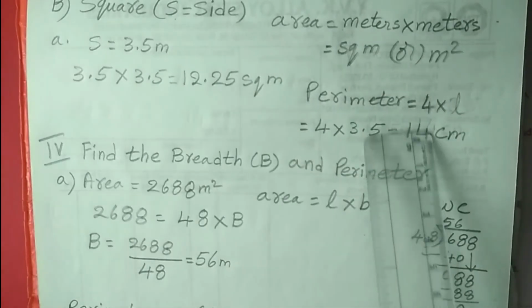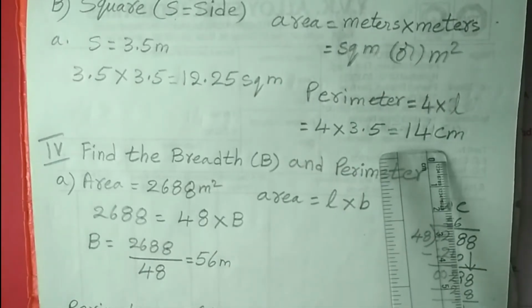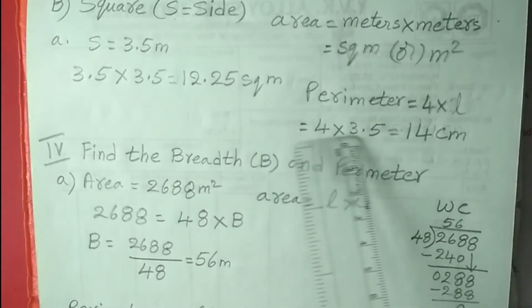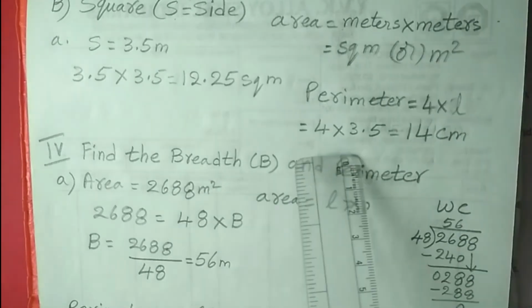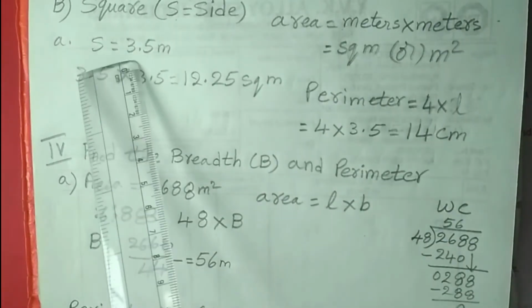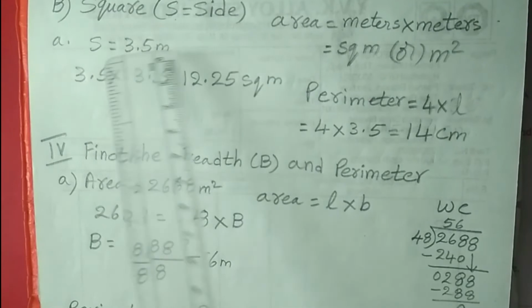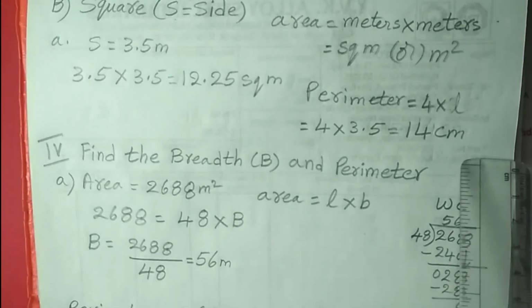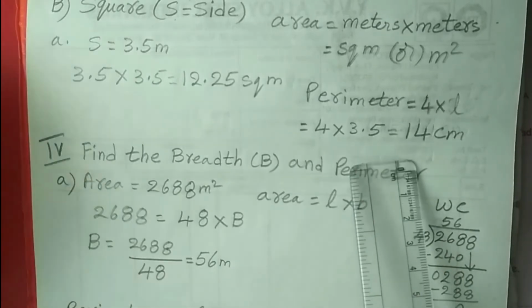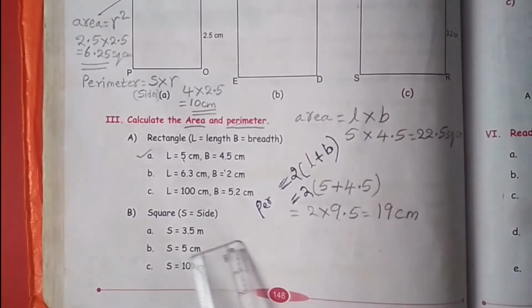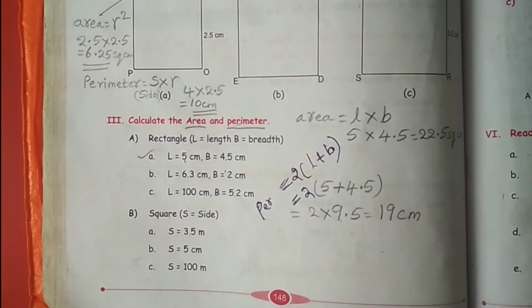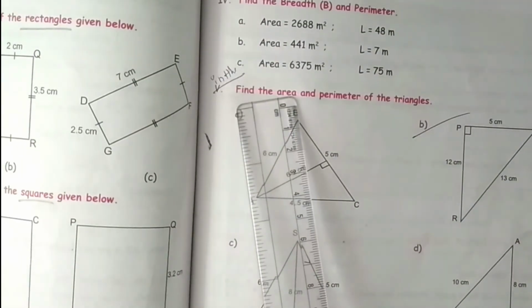And we have to find out the perimeter of the square. So what's the formula for the square? To find out the perimeter, perimeter is equal to 4 into length, right? So 4 into, what have they given here? 3.5 meters, right? So 4 into 3.5 is equal to 14 meters. Likewise you do the rest of the sums using the formulas. Okay, now we shall move to the fourth bit.